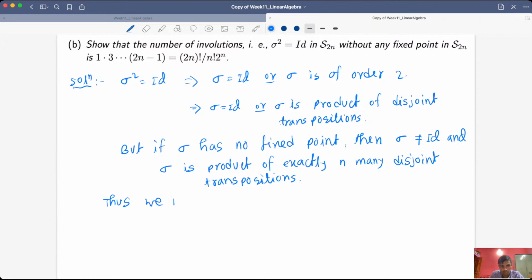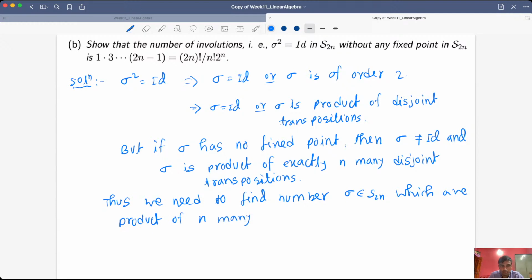So this we need to find: the number of sigma belonging to S2n which are a product of n many disjoint transpositions. Okay, so now how do you find such a thing?